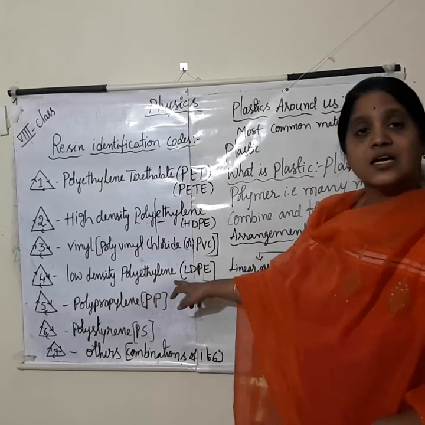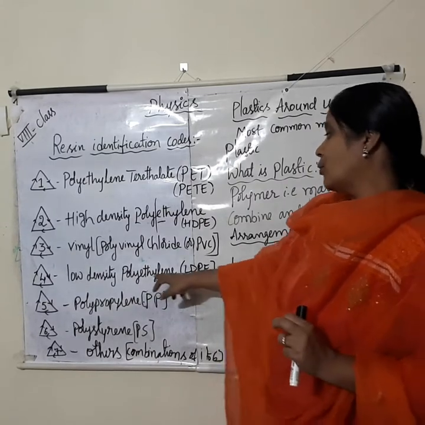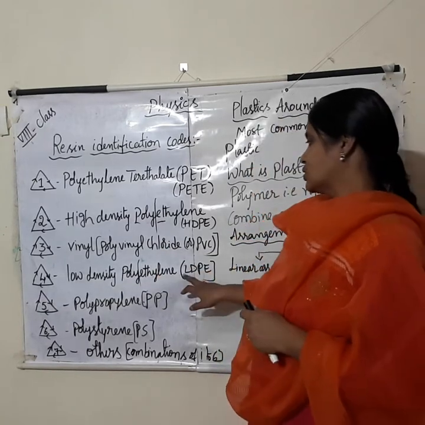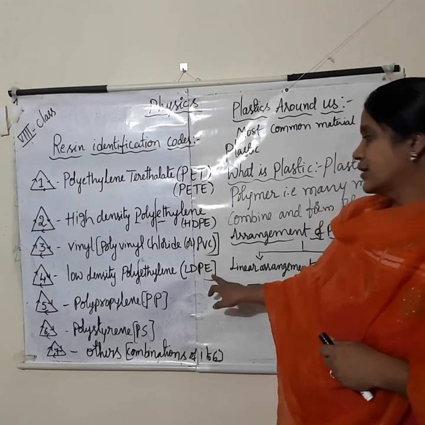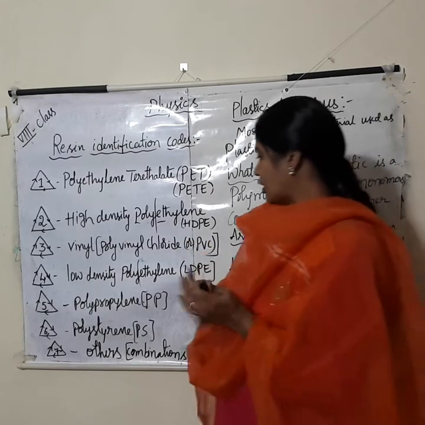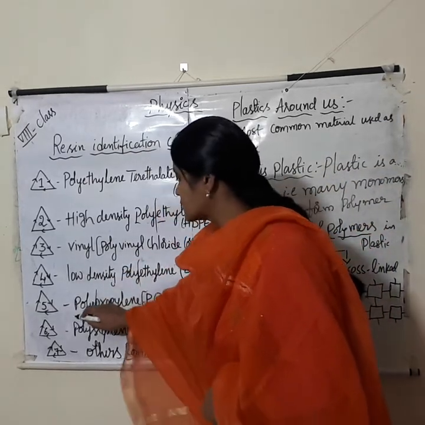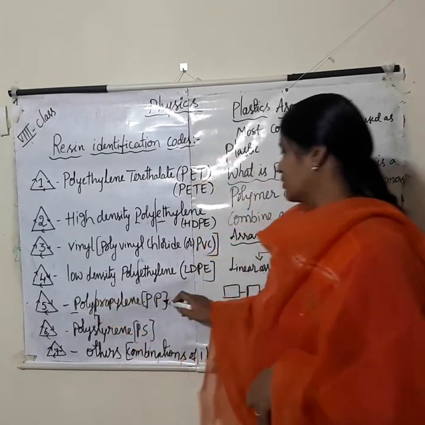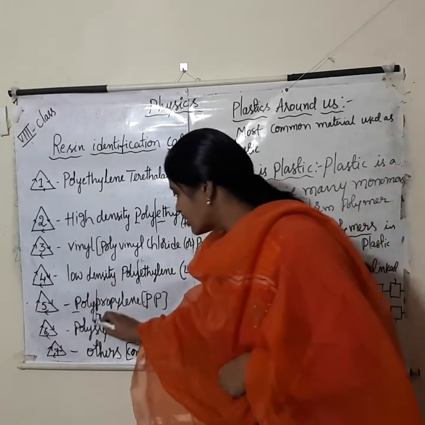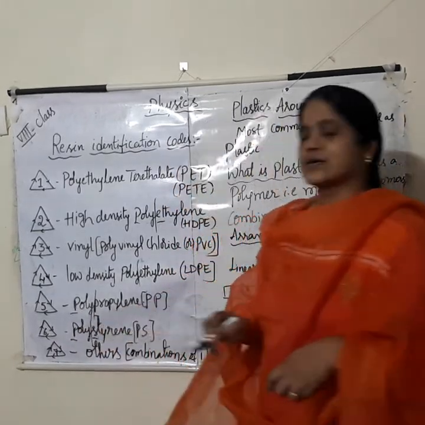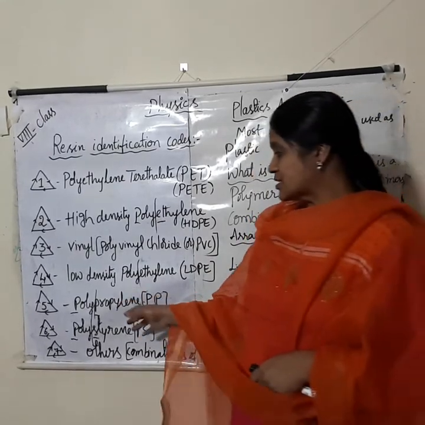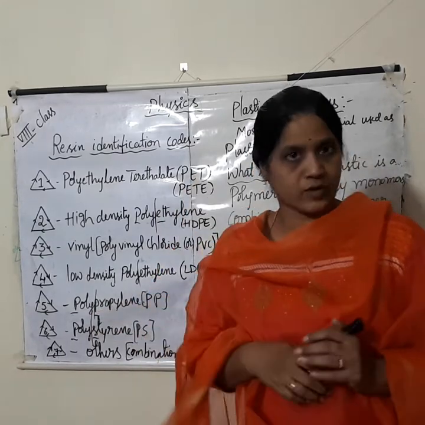Next, coming to triangle 4, it comes under low density polyethylene. Next, 5 is polypropylene. You can split it as P and P, PP. Next, 6 is polystyrene, poly and styrene. Now coming to the last one, the seventh. Actually, the seventh is not given a symbol in our textbook.